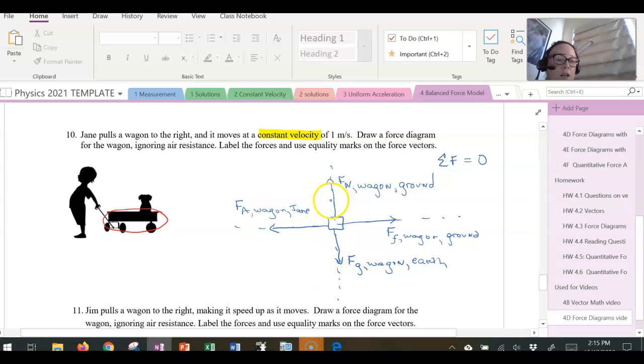So in the vertical direction, the normal force is balancing the force of gravity. And in the horizontal direction, that applied force that Jane is pulling on the wagon with must be balanced by the force of friction. Notice I use double congruency marks there just to differentiate the horizontal forces from the vertical forces.